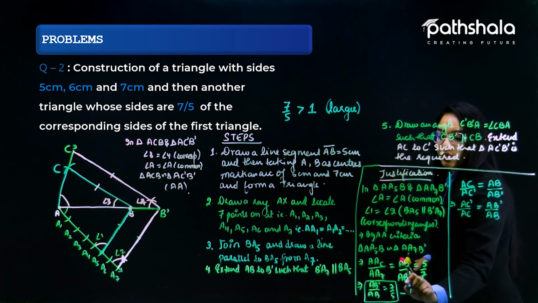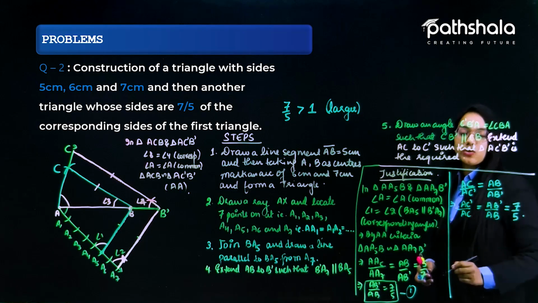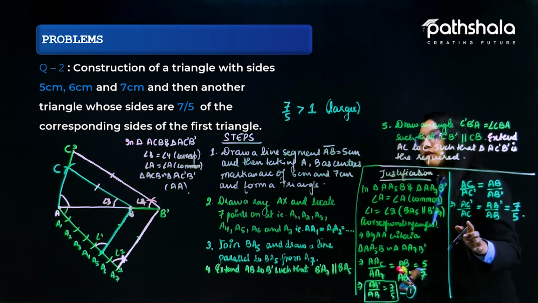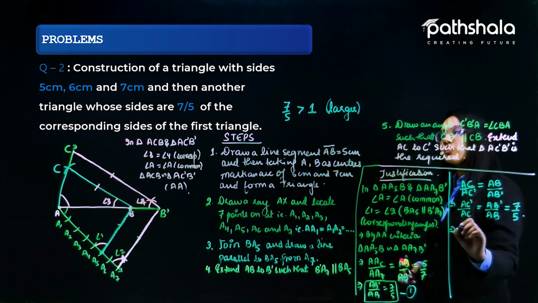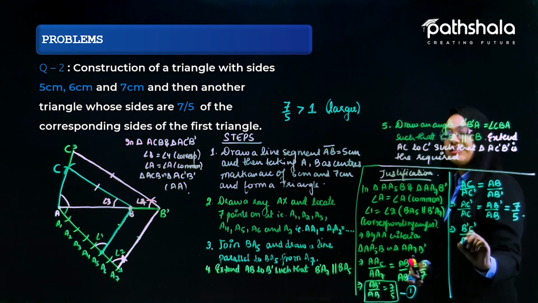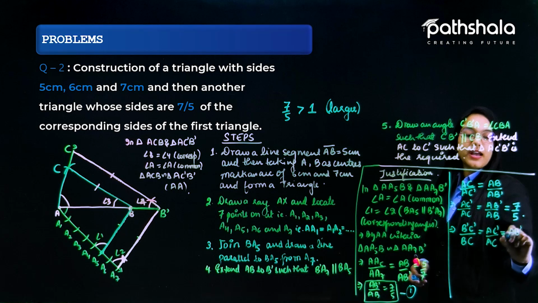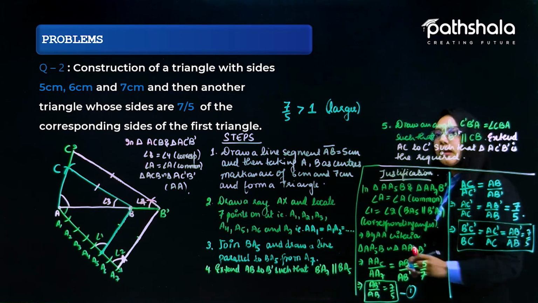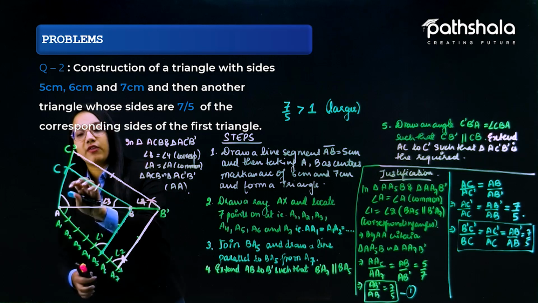From equation number 1, we know that AB dash by AB is equal to 7 by 5. So AC dash by AC is equal to AB dash by AB, which is equal to 7 by 5. Further, we can also say that B dash C dash divided by BC is equal to AC dash by AC, which is equal to AB dash by AB, which is equal to 7 by 5. From this ratio you can say that their sides are 7 by 5 of the smaller triangle.